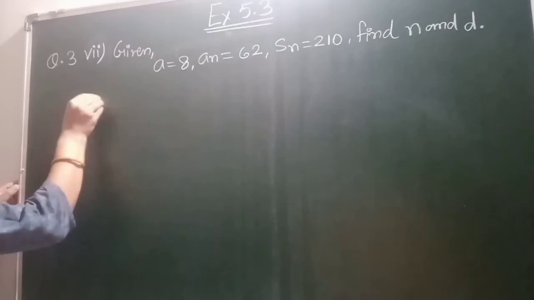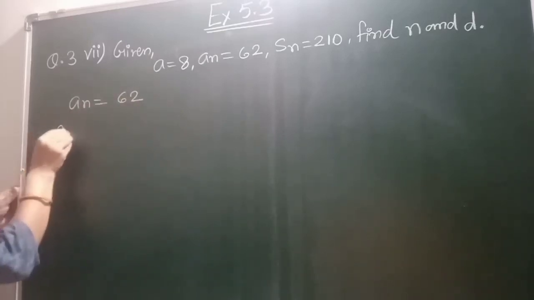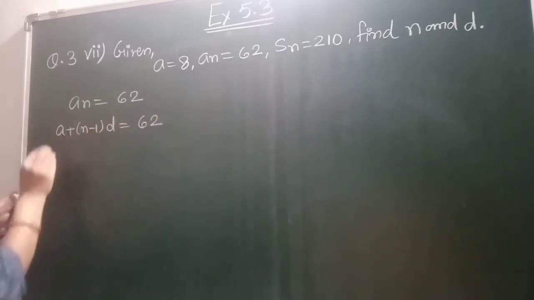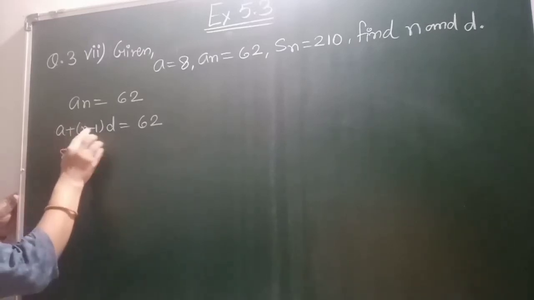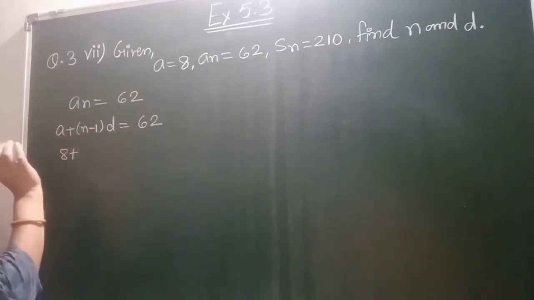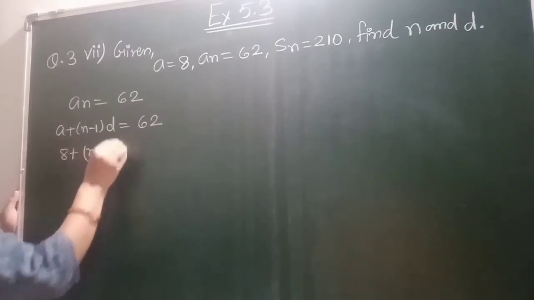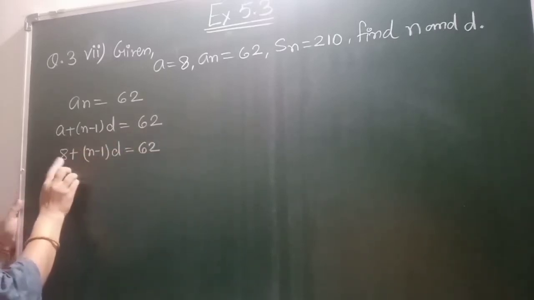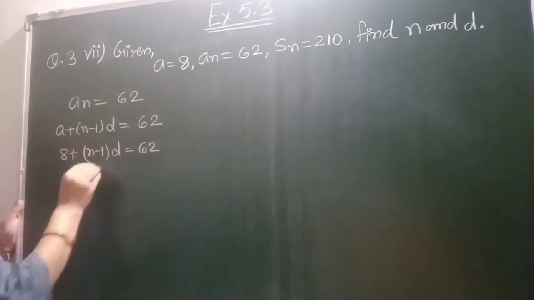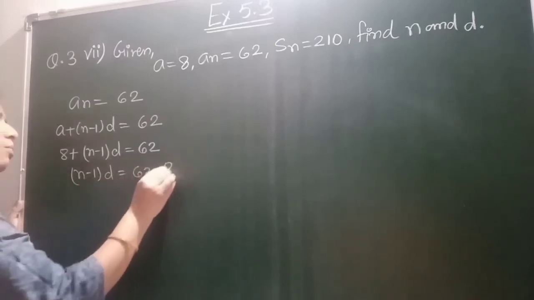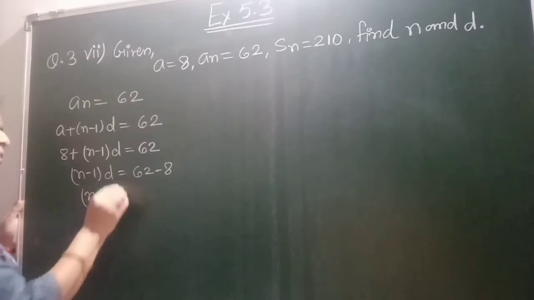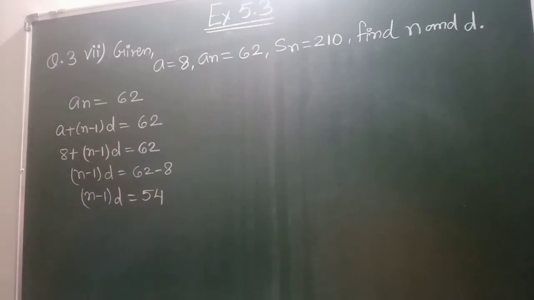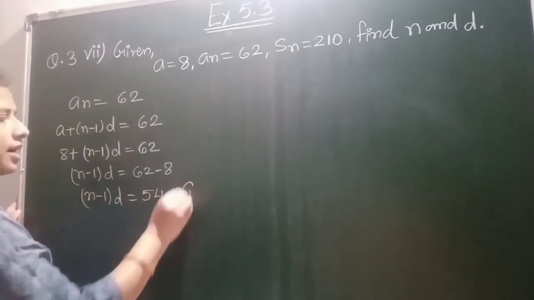Let's see, an equals 62. What is the formula of an? a plus n minus 1 into d equals 62. The value of a is 8, and n and d both are unknown. So we will write as it is, n minus 1 into d. Then we will shift this 8 to the right hand side. n minus 1 into d equals 62 minus 8. What we will get? 54. This one is our first equation.